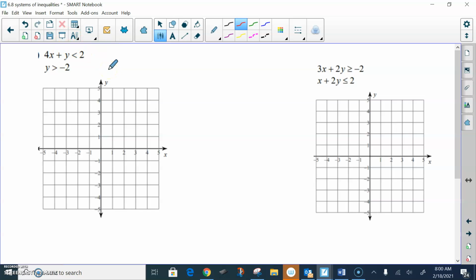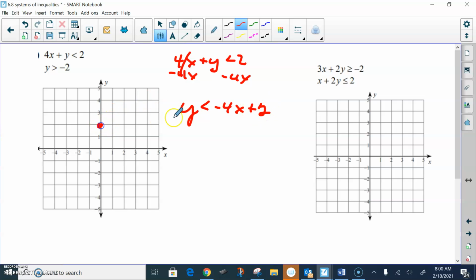Let's practice one of those. We know how to do this. We simply put it in slope-intercept form. So we have 4x plus y is less than 2. We're going to subtract 4x from each side to get y by itself. So you get y is less than negative 4x plus 2. We're back in business. Our y-intercept is positive 2. Our slope is negative 4, which we know is negative 4 over 1. Down 1, 2, 3, 4 over 1, down 1, 2, 3, 4 over 1, something like this. And there's no bar, so our line's going to be dashed.